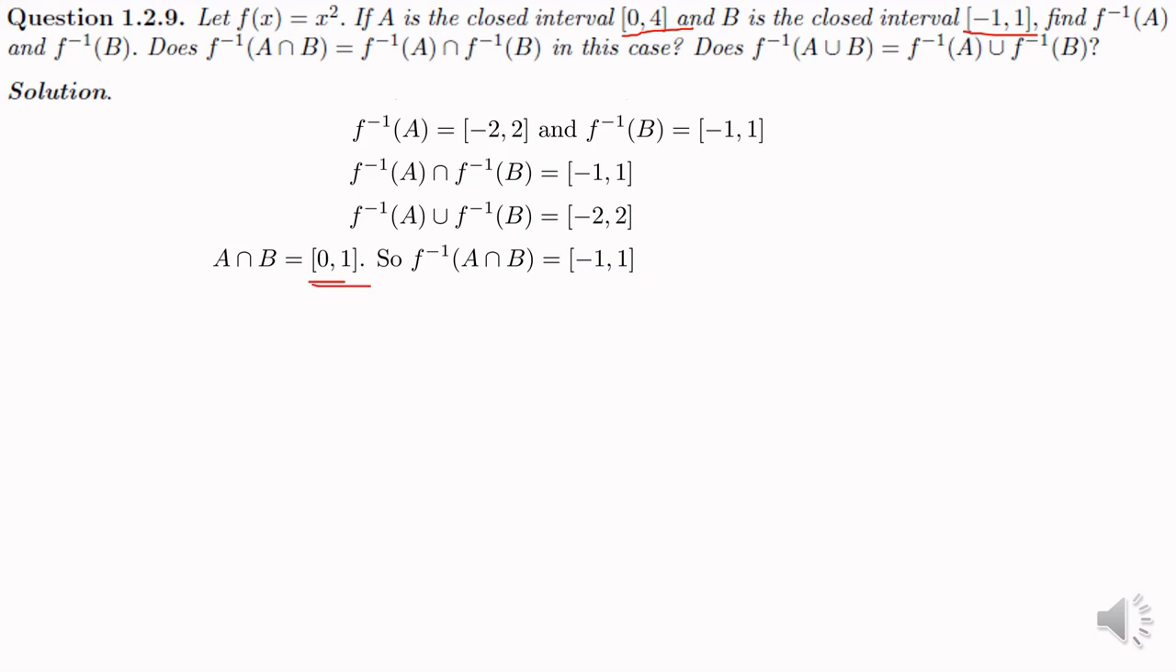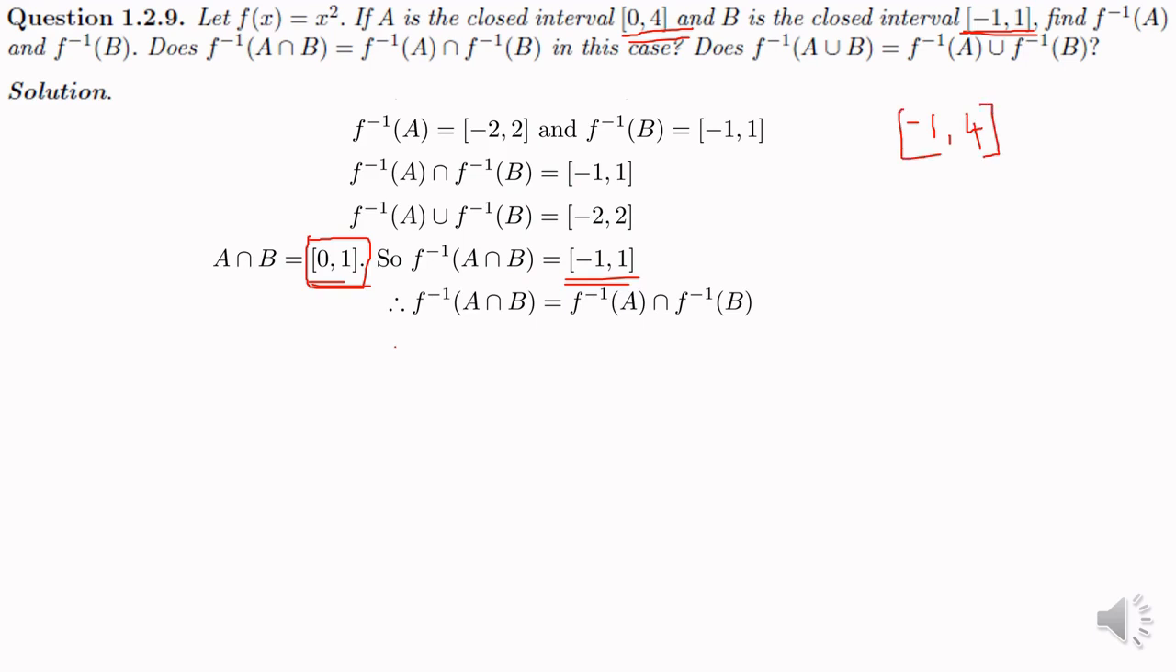So to find f⁻¹(A ∩ B), you have to find all the real numbers whose square lies between 0 and 1. That means the closed interval [-1, 1]. And similarly, A ∪ B is the union of the closed interval [0, 4] and the closed interval [-1, 1]. So A ∪ B will be the closed interval [-1, 4].